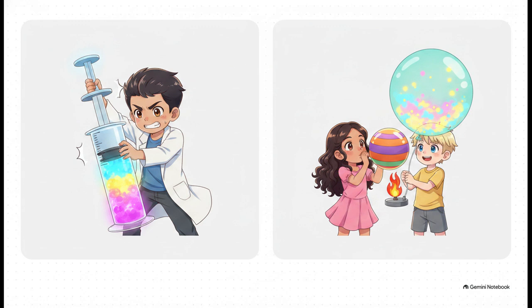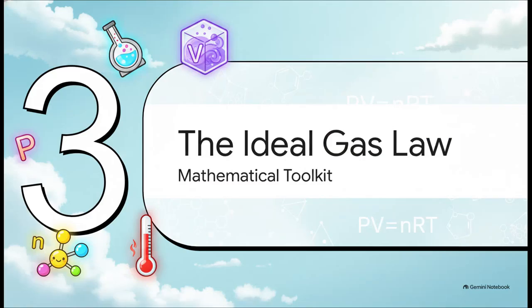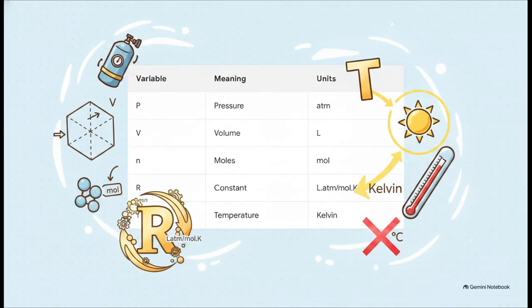Okay, so now that we've looked at pressure, volume, temperature, and moles as independent pieces of the puzzle, it is time to bring the whole shebang together. Moving into section 3, the ideal gas law, the complete mathematical toolkit. This right here is the ultimate toolkit. It combines all those independent properties into one elegant, honestly beautiful mathematical relationship.